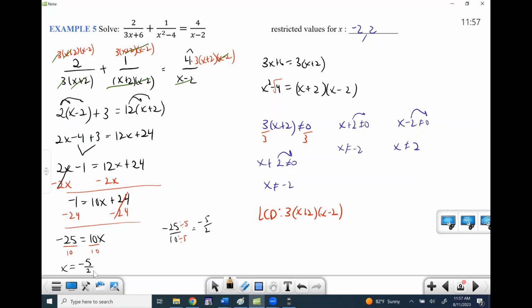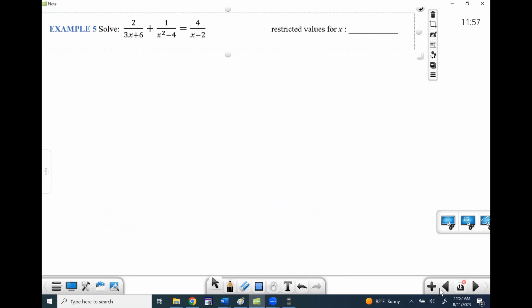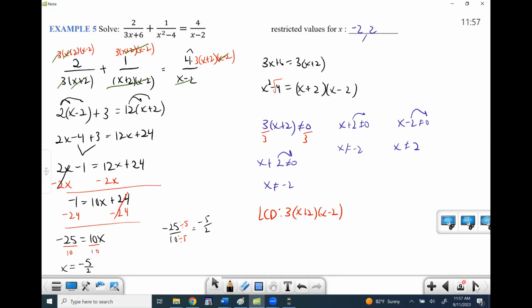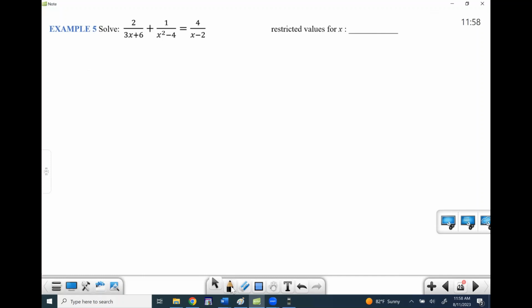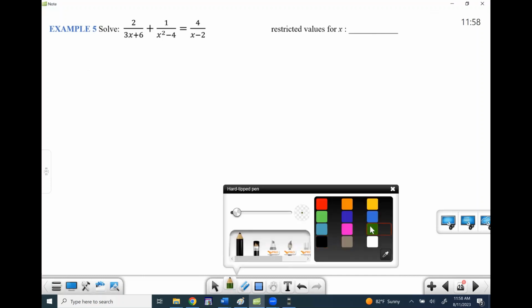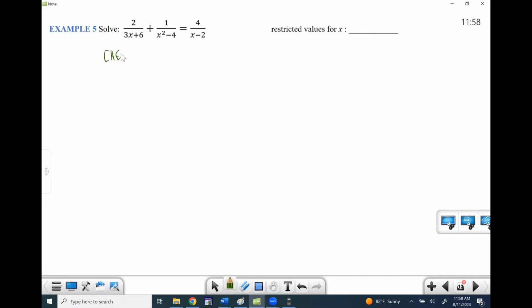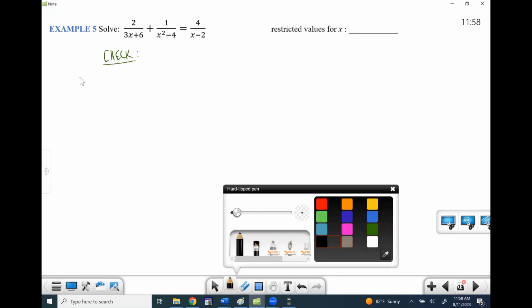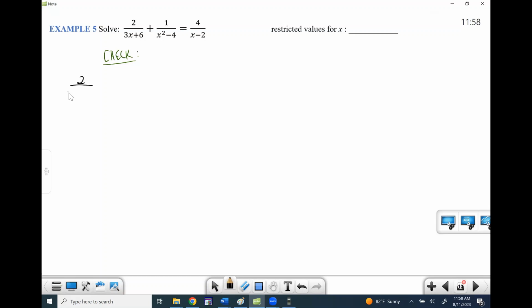Now it's not a restriction, so it's possible that it's a solution, but we are going to go and substitute it in and check it right now. So let me go ahead. And it was negative, right? Yeah. Okay, so -5 halves. Let's check it. All right, so we're going to substitute -5 halves in.